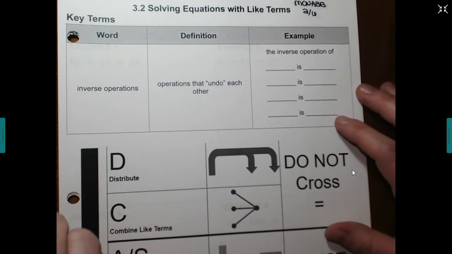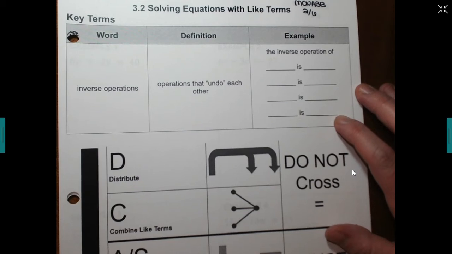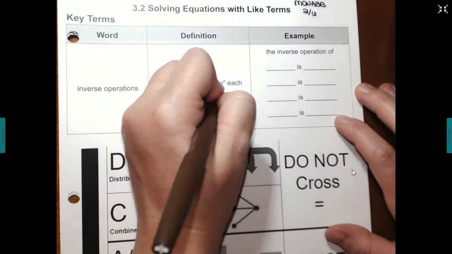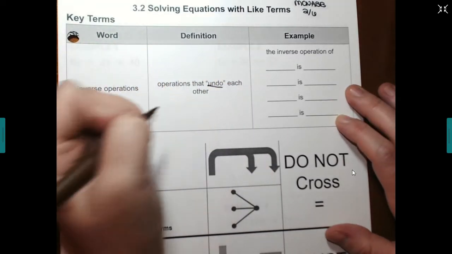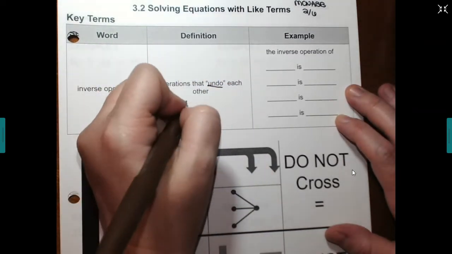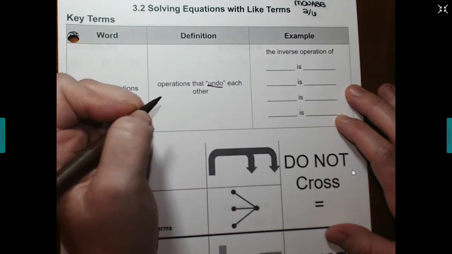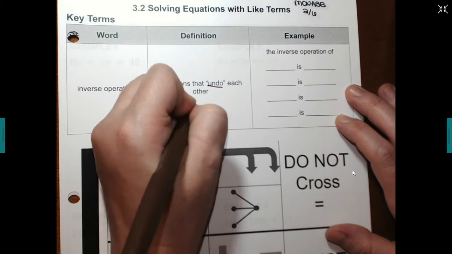Just please do them. Okay, so starting off in familiar territory, inverse operations. Y'all, we know this one. Inverse operations are operations that undo each other. Congratulations. They are operations that undo each other. They also could be called opposites.